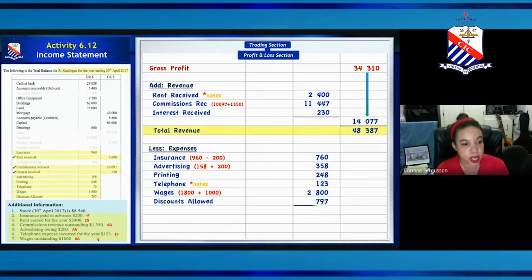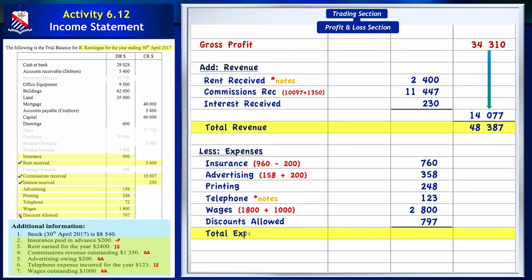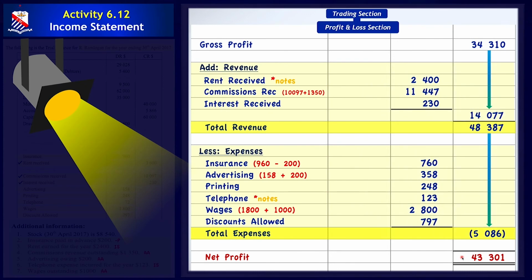Once you make sure that you have gotten all of your expenses, you're now going to tally or add it up, and your total expenses, you would put it in the last column and put the brackets to signify that you're going to less it, and that is less 5,086. So that from your total revenue would give you your final figure or your net profit. And your net profit in this case is $43,301. So you see, you just go through the process and end up with the answer.